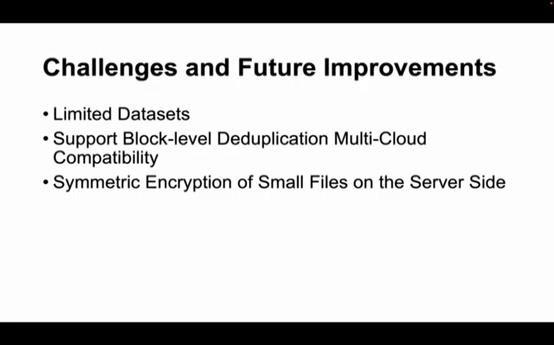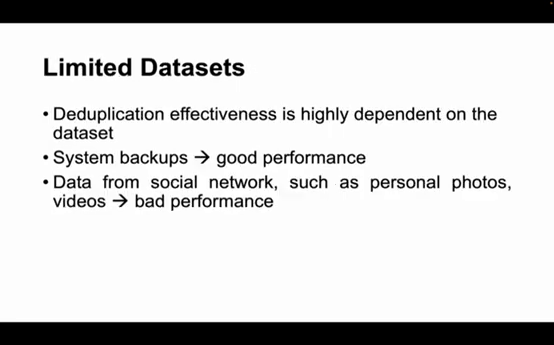Next, I will introduce the challenges that this method is facing and propose some possible improvements. In general, there are 3 points in total: limited data sets, support block-level deduplication, and symmetric encryption of small files on the server side. First of all, limited data sets.